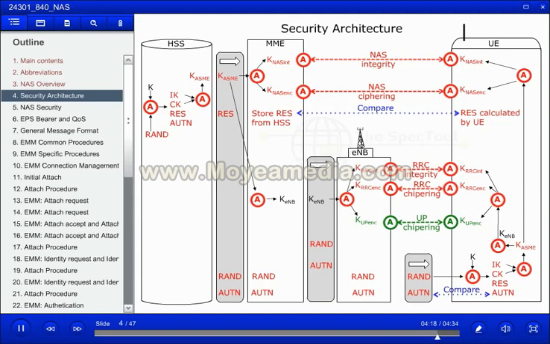Please note that the key K stored in HSS and on the SIM card is never sent anywhere, only parameters derived from it. This is what is handled by PDCP.